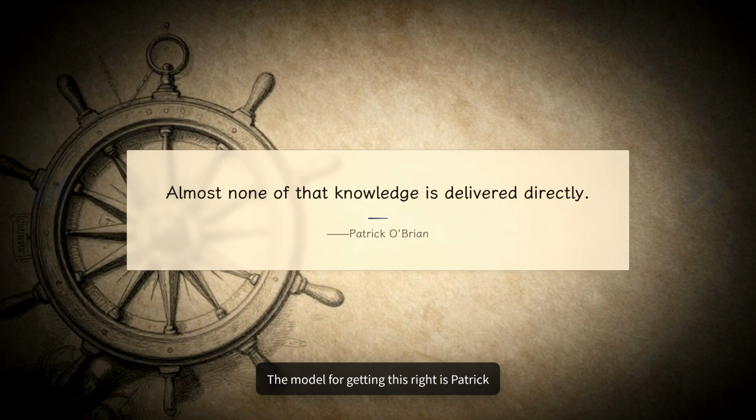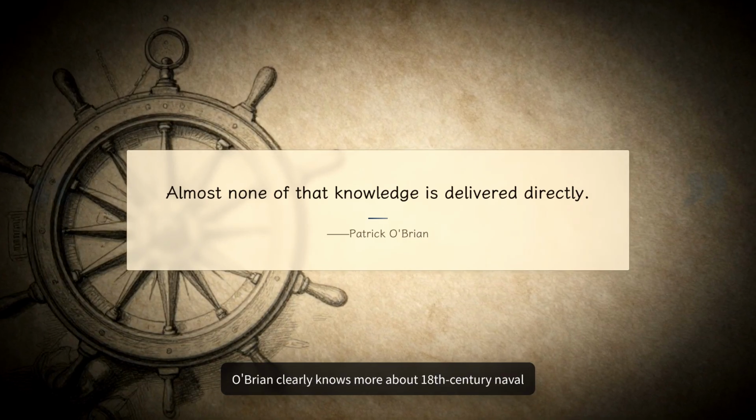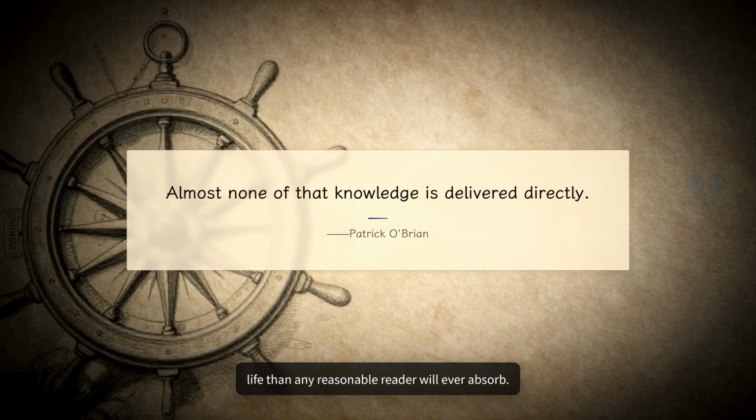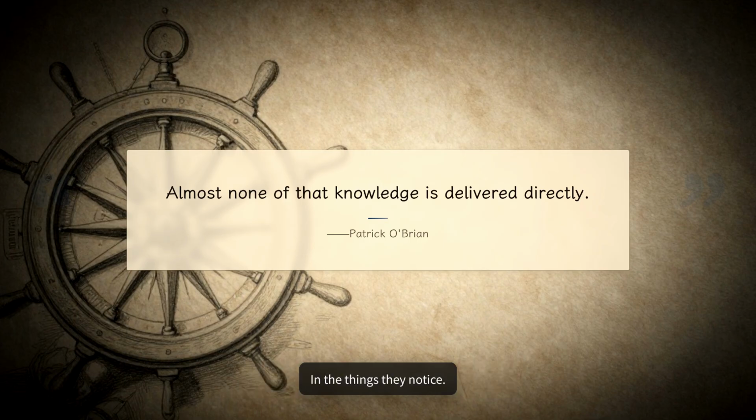The model for getting this right is Patrick O'Brian's Master and Commander novels. O'Brian clearly knows more about 18th century naval life than any reasonable reader will ever absorb. But almost none of that knowledge is delivered directly. It arrives through the experience of characters who take it entirely for granted. In the things they notice, in the things that are never explained, because to the people living that life, no explanation is needed. That is research deployed correctly.